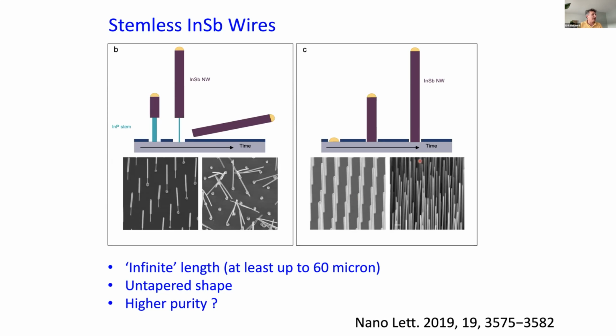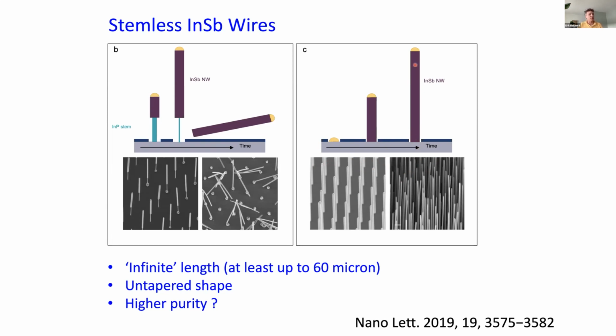So what we did, actually, we optimized or we changed the growth mechanism. So now we use an indium antimonide substrate. We use a mask of silicon nitride. And by controlling the mask opening very exactly and controlling the shape of this gold particle, we were able to grow these wires without a stem. And so now we directly start to grow with indium antimonide.